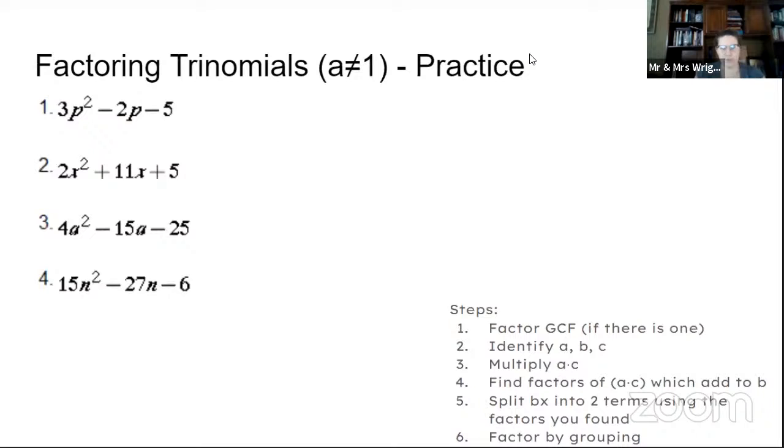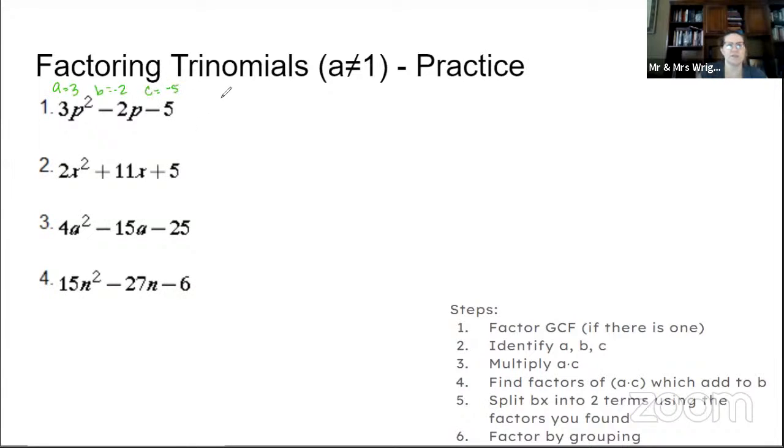All right, so here's some more practice for you. I've got your steps down here, but you should have them written down as well. So 3p squared minus 2p minus 5. There's no common factor. Done with step 1. A is 3, B is -2, and C is -5.